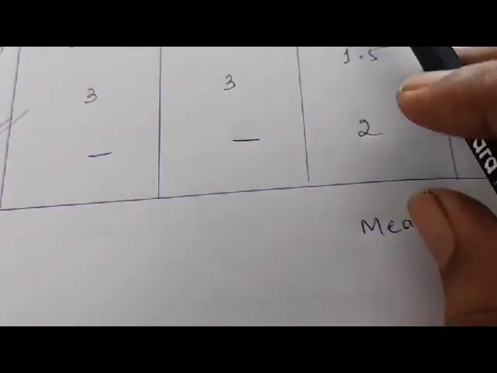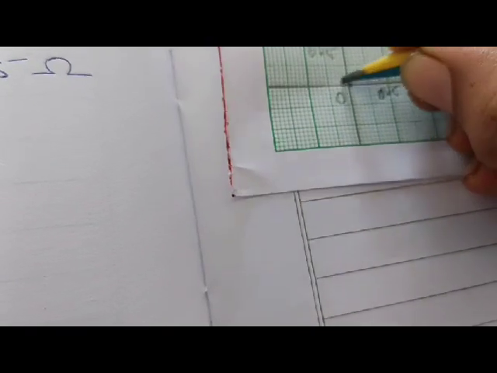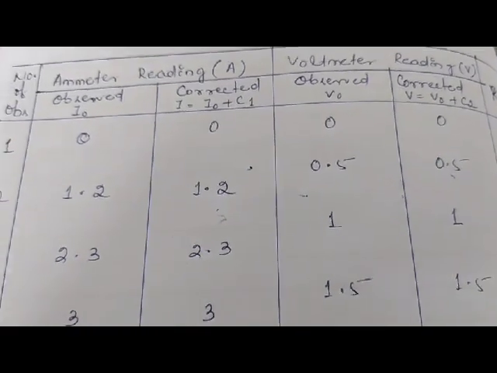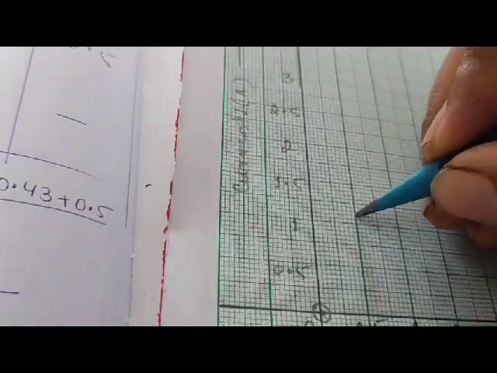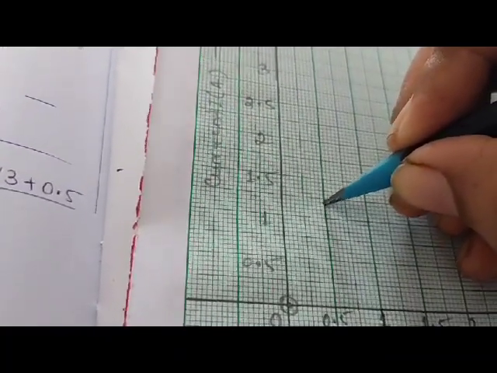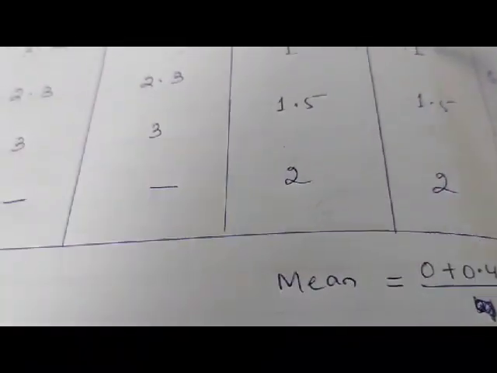So first of all, for 0 voltage, the ammeter reading is also 0. So this is the first point we got. Next, for 0.5 volt, we got the value of current as 1.2. So see, this is 0.5 volt, this is 1.1 and this is 1.2. Okay, clear? Next, at 1 volt we are getting 2.3 ampere.